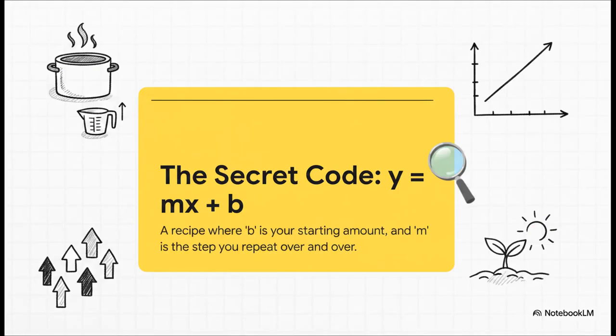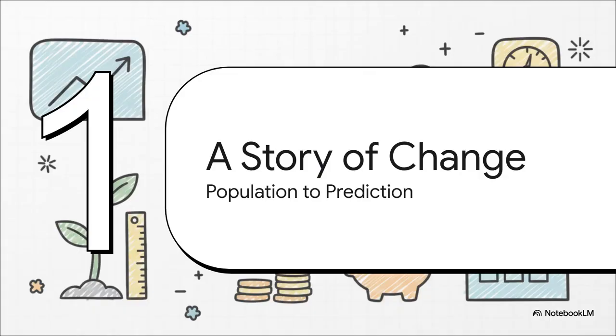And this is the secret code itself. Y equals mx plus b. The best way to think about it is like a recipe. B is your starting point, your initial amount. And m, that's the slope, or the rate of change. It's the action you repeat over and over again. Get a handle on just those two things, and bam, you can model pretty much any constant change you can think of.